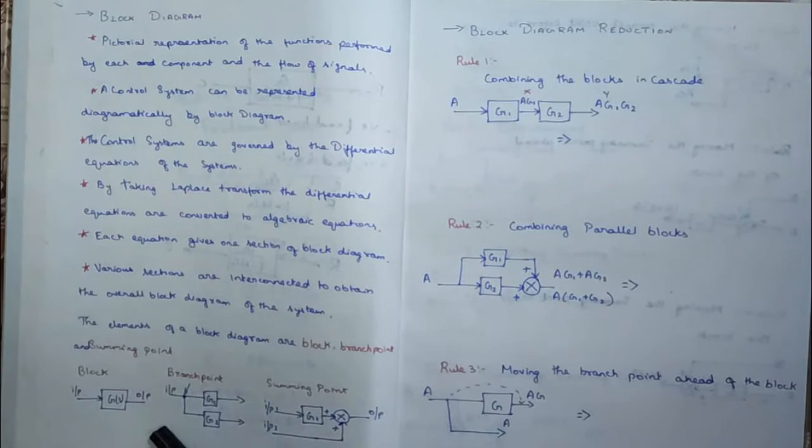The block is the representation of the transfer function, where the input is given to the transfer function, and based on the property of the transfer function we get an output. So this box represents the transfer function here. Then what is the use of a branch point? A branch point is used to separate the input into two different inlets. If you want to give the same input to two different transfer functions, we use a branch point to separate the input, and we give it to two different blocks.